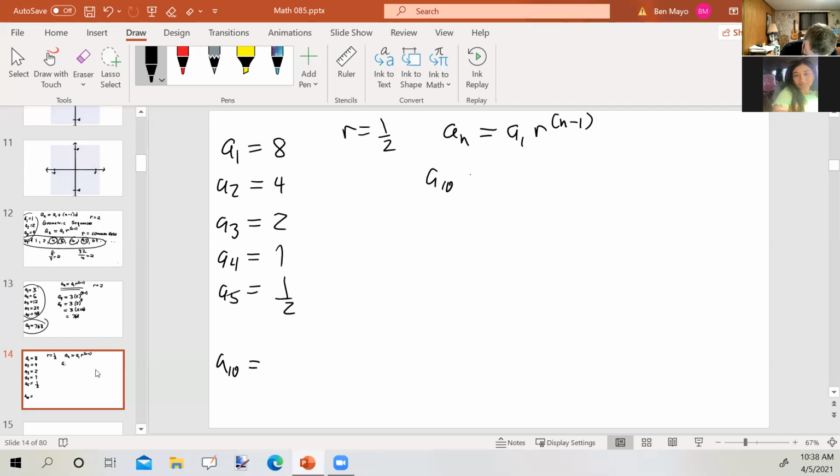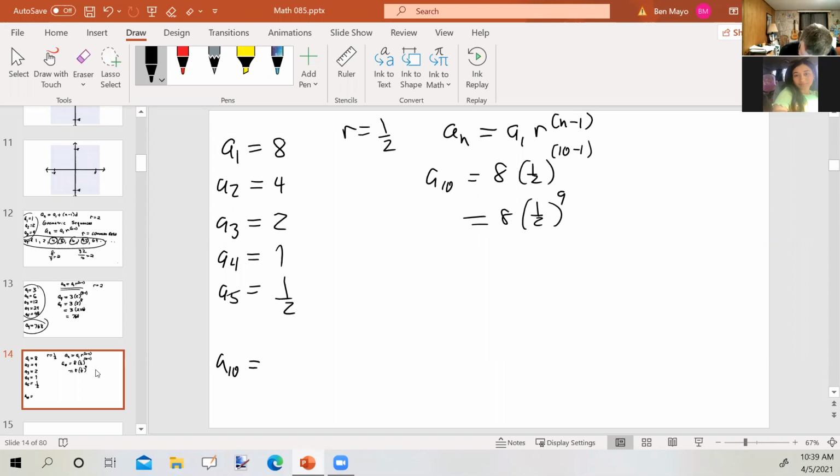A sub 10 is a sub 1 times 1/2 to the 10 minus 1 power, which is 8 times 1/2 to the 9th power. Let's see here, 1/2 raised to the 9th power. I'm getting a decimal number, and that might be rounded off. I want to get a fraction or mixed number answer. Again, I'm not going to put a mixed number into WebAssign, but how can I do that without getting a decimal?